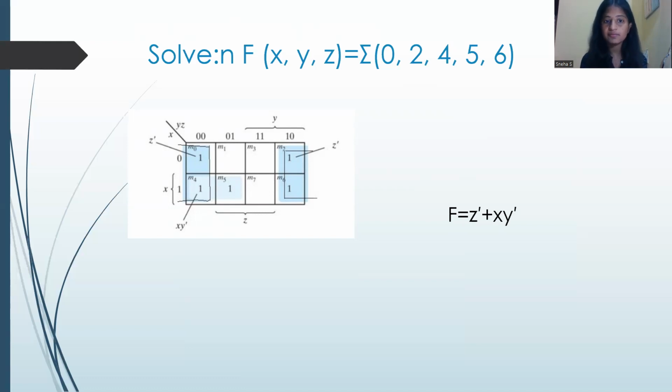And the second one is M4 and M5. Since the grouping is done only between 2 squares, it will give us 2 variables. Here we have to check out the common variables. Since Y bar is common in M4 and M5 and X is a single literal, we write it as XY bar. This is how you solve a simple K map.